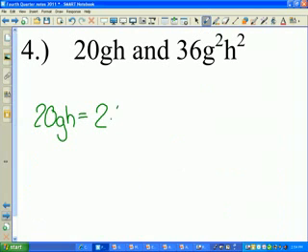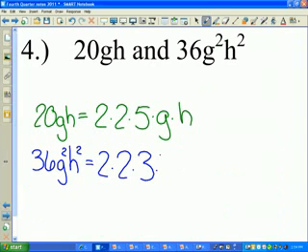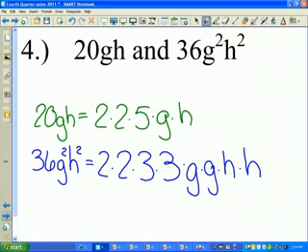So if I break it down, I'll have 2 times 2 times 5 times g times h. If I break down this 36g squared h squared, I'll have 2 times 2 times 3 times 3 times g times h times h. So remember, 2 times 2 is 4, 3 times 3 is 9, and 4 times 9 is my 36.